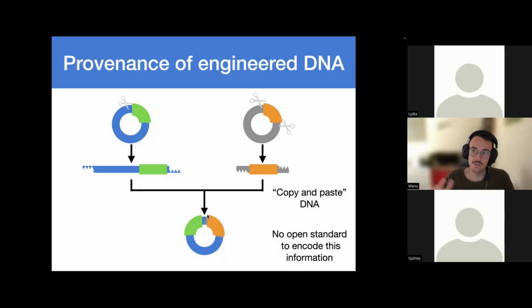The issue is that we don't have an open standard to document the steps we follow to go from existing sequences to new sequences. And proprietary software with which you can do this kind of thing doesn't really allow you to export the history in a useful way that you can use outside of this proprietary software.